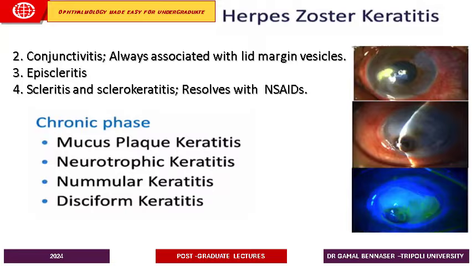Other ocular manifestations of herpes zoster ophthalmicus are, of course, conjunctivitis, which is usually associated with lid margin vesicles, episcleritis, scleritis, and sclerokeratitis. They usually respond well to non-steroidal anti-inflammatory drugs, and topical steroids should be avoided in such cases to avoid melting of the sclera. The chronic course can take the form of neurotrophic keratitis, mucous plaque keratitis, nummular keratitis, and rarely disciform keratitis. Disciform keratitis is very rare in herpes zoster as compared to herpes simplex.